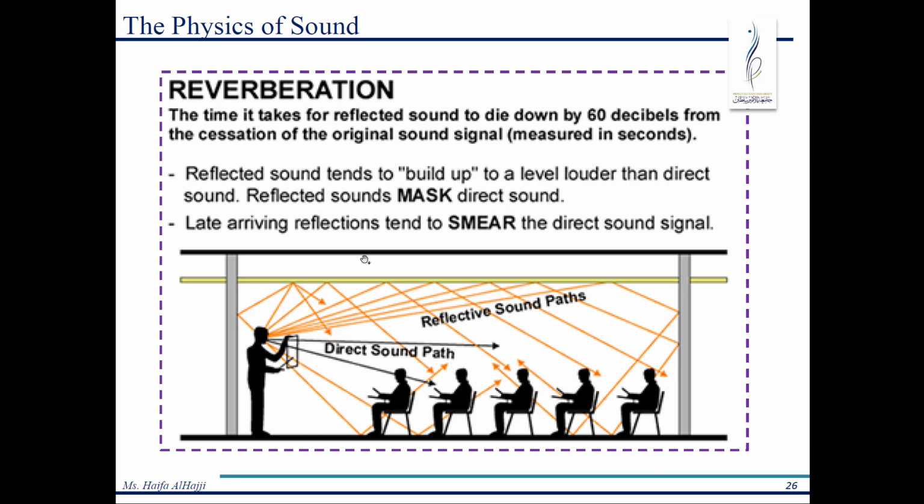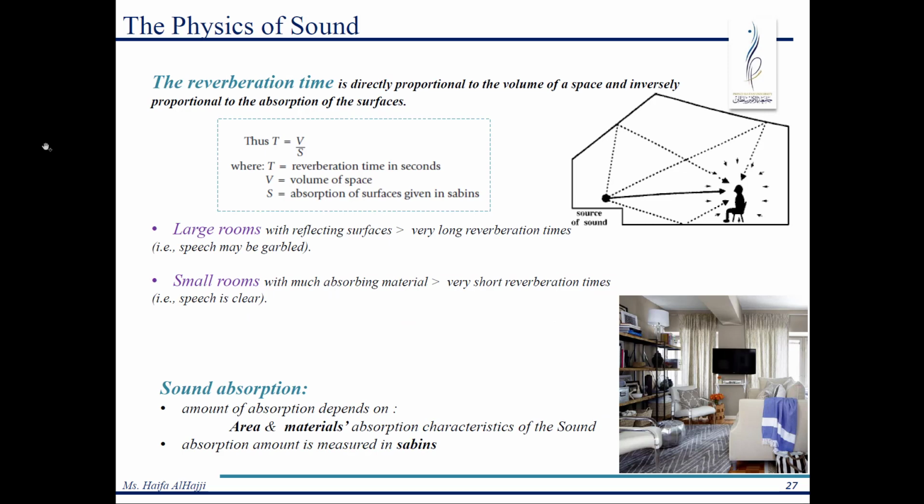If you had a smaller space, the sound will come back quicker, so you won't hear it as an echo or any type of noise. You will then have a less noisy space. As we can see in here, the larger the volume, the more reverberation time, the more reflections happening, the more time it takes for the reflections to travel in the space. So it's directly proportional. The reverberation time is directly proportional to the volume of the space.